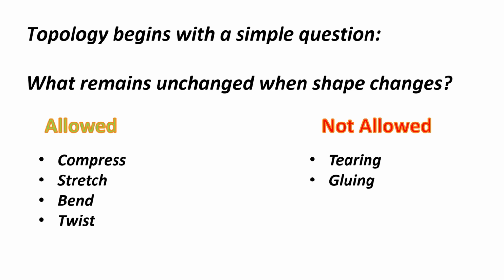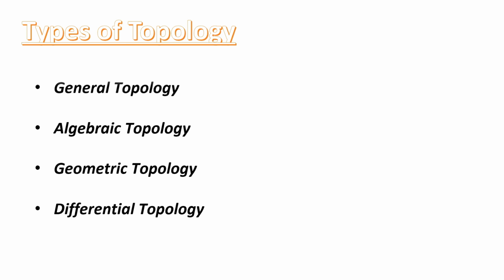This question, what remains unchanged when the shape changes, leads to a new branch of mathematics that is nothing but topology. Here are some examples of topology branches: general topology, algebraic topology, geometric and differential topology. These are some branches of topology. So this is the introduction video, and we can do a video series where we explain the topological objects visually and also theoretically.